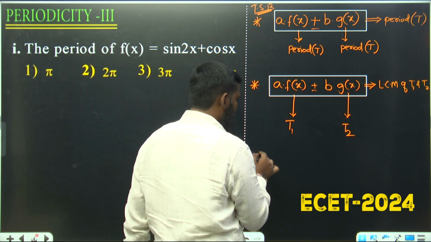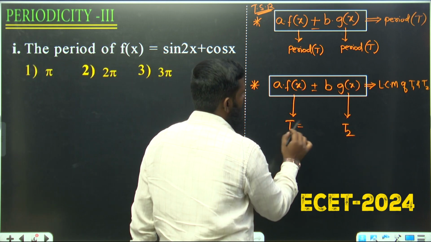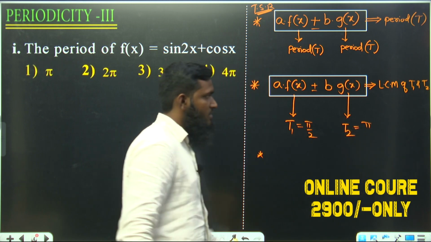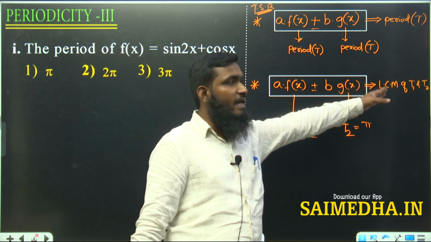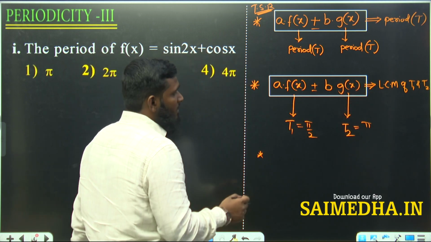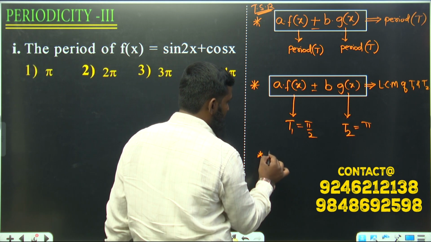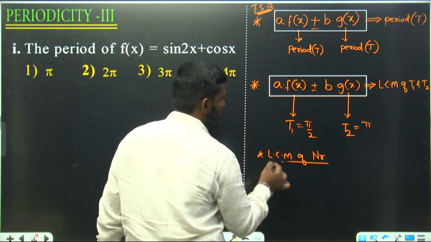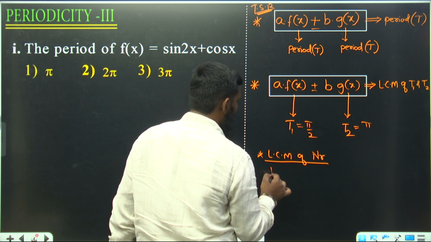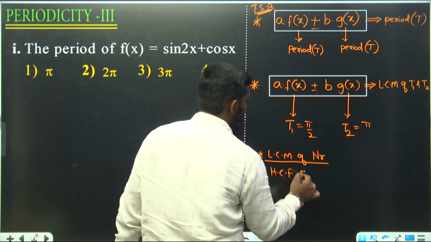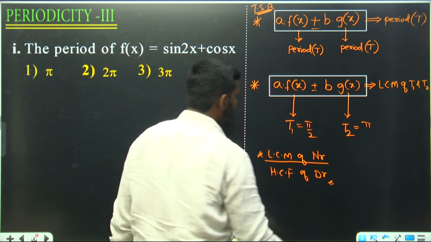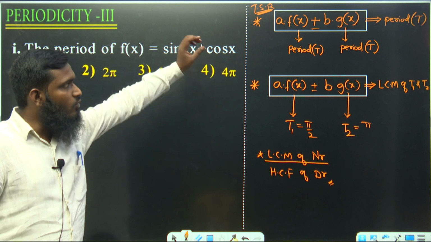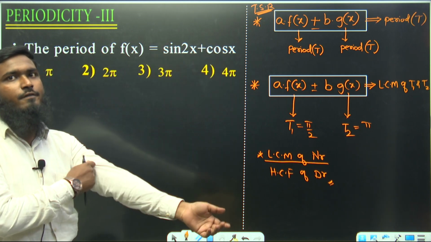Sometimes the periods we are getting are different: suppose the T1 value is equal to pi by 2 and the T2 value is equal to pi. So we have to find the LCM of T1 and T2 now. Listen carefully. Whenever we are having numerators and denominators, we take the LCM of numerators and the HCF of denominators. This point we compulsorily have to remember: LCM of the numerators, HCF of the denominators. By using this concept only we find the period for all these questions.